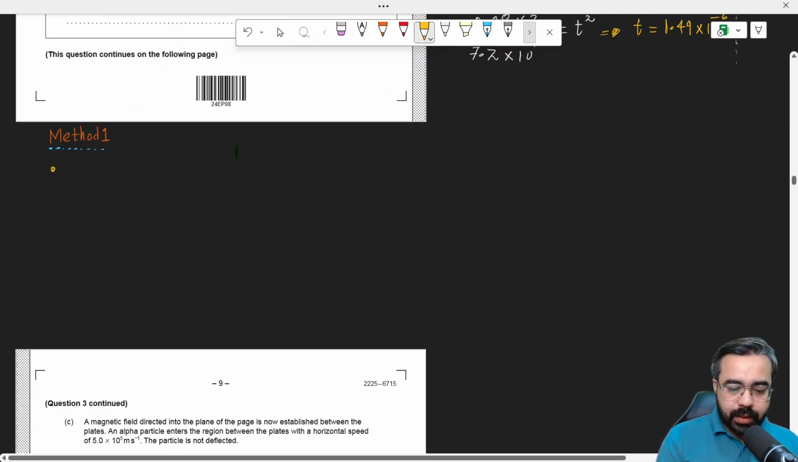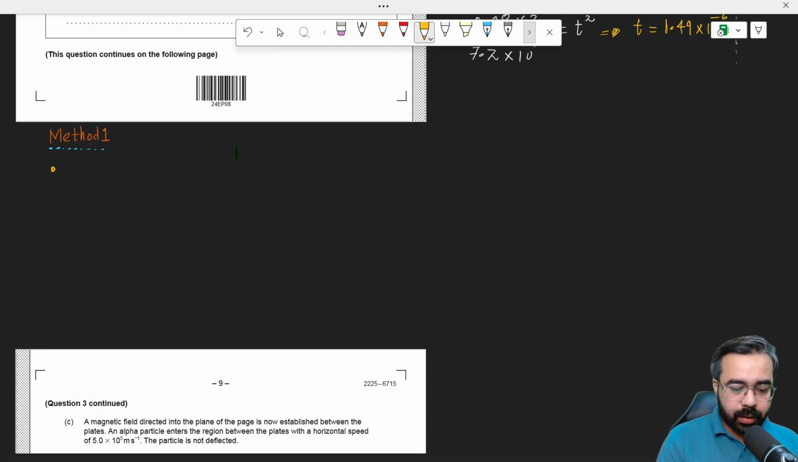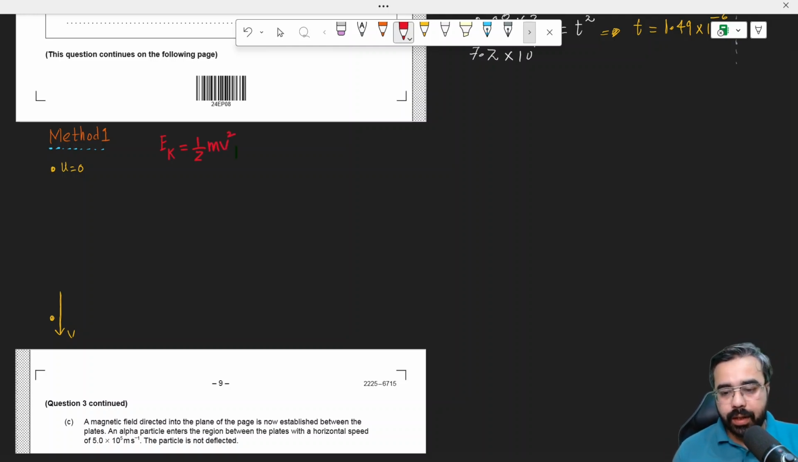So this is an alpha particle that started from rest, and imagine when it reaches this point, it has a maximum velocity v that we want to find out. Because we want to find the kinetic energy, and the kinetic energy is 1 over 2 mv square, to find the kinetic energy we need the velocity. And we can apply the SUVAT equation: v equals u plus at, and u is 0.